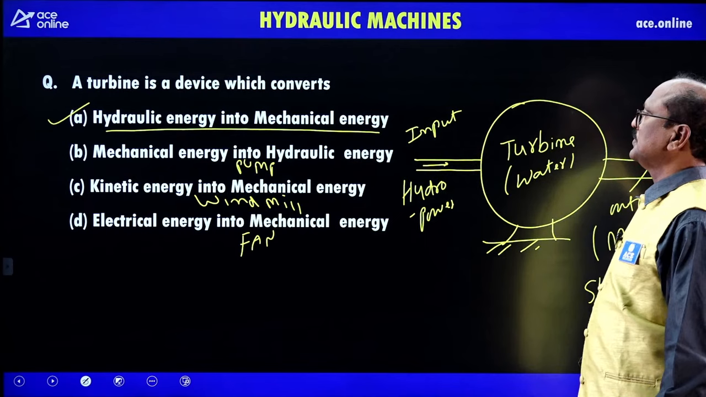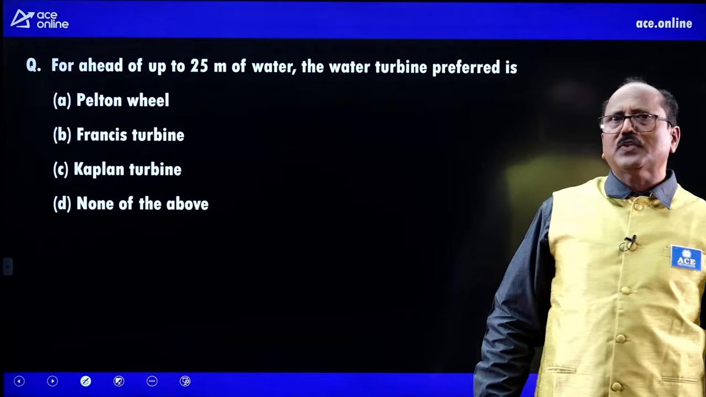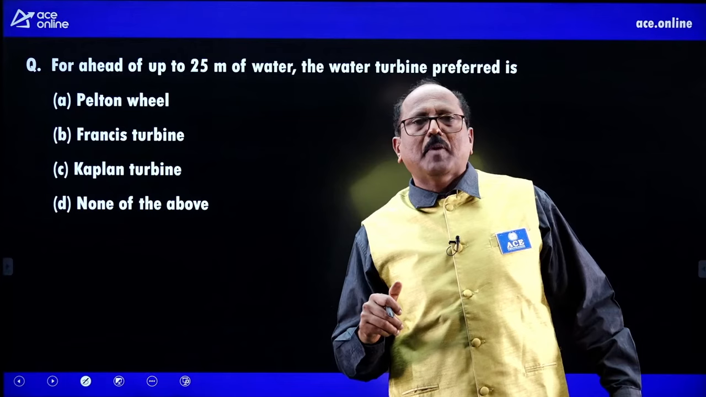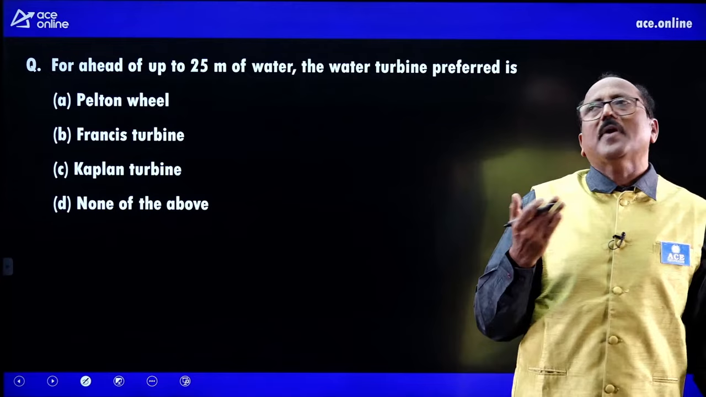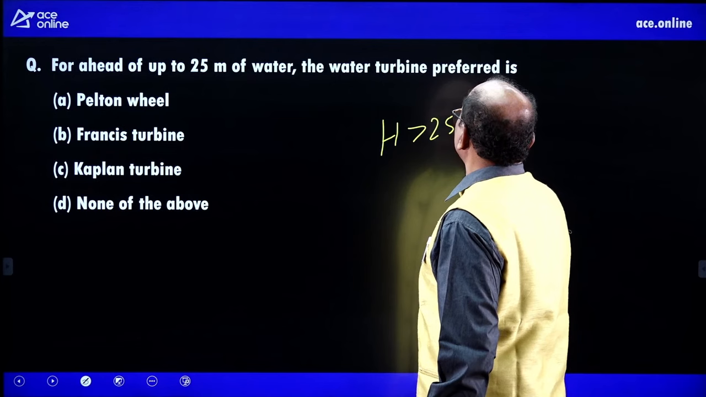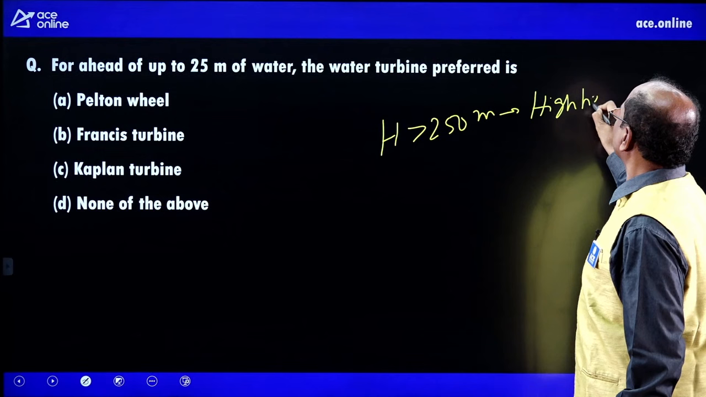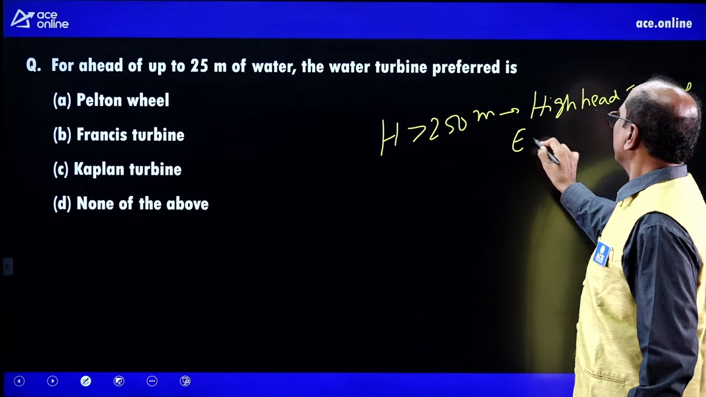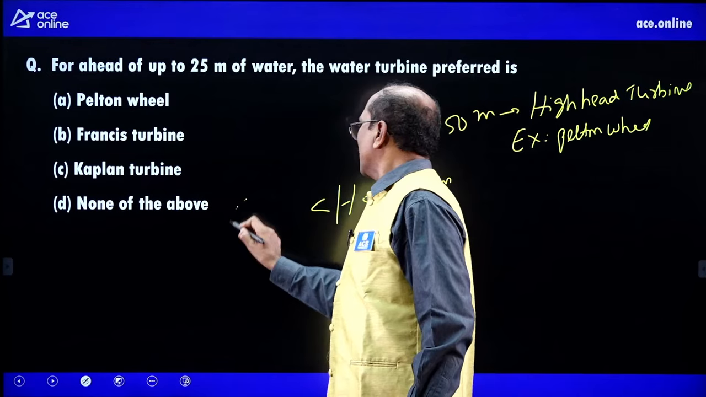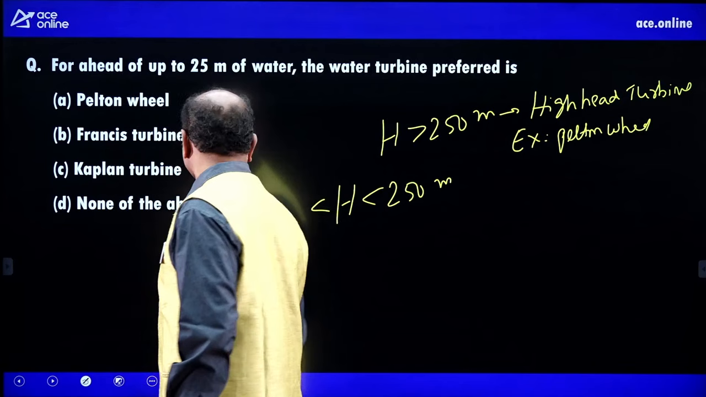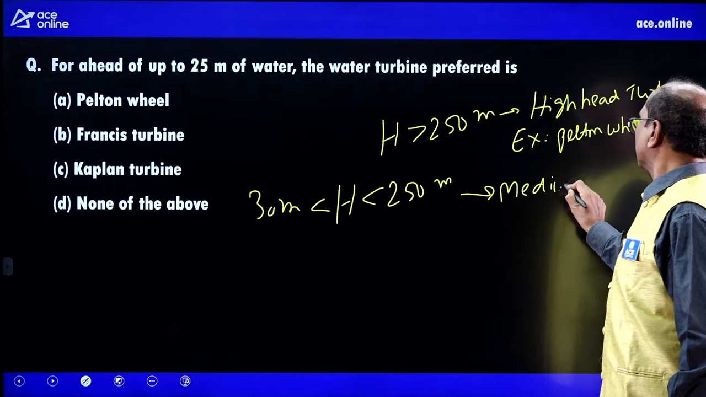Then, based on the head of water, turbines are classified. High head turbine: more than 250 meters, Pelton wheel. Medium head: 30 meters to 250 meters, Francis turbine. Low head: less than 30 meters, Kaplan turbine, propeller turbine. Let us see this. Head more than 250 meters is a high head water turbine. Example, Pelton wheel. Head less than 250 meters and more than 30 meters is called medium head. Example, Francis turbine.